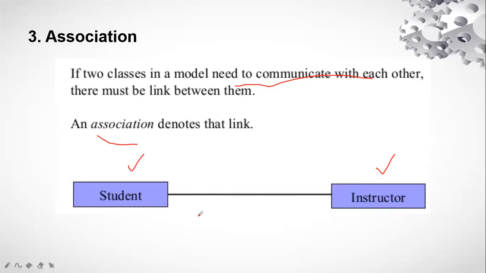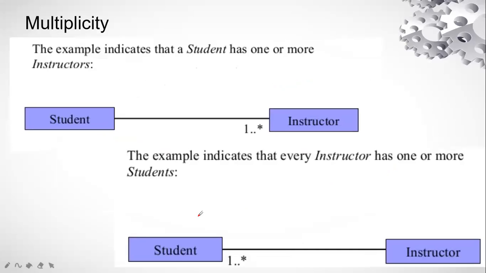Now in this association, we have multiplicity. Multiplicity is of different types. In an ER diagram also you must have seen how you define the relation one to one, one to many, many to one, and so on. Similarly, we have multiplicity in the association also. This is how we show 1..*. What does this mean? A student has one or more, so a student can have one or more instructors.